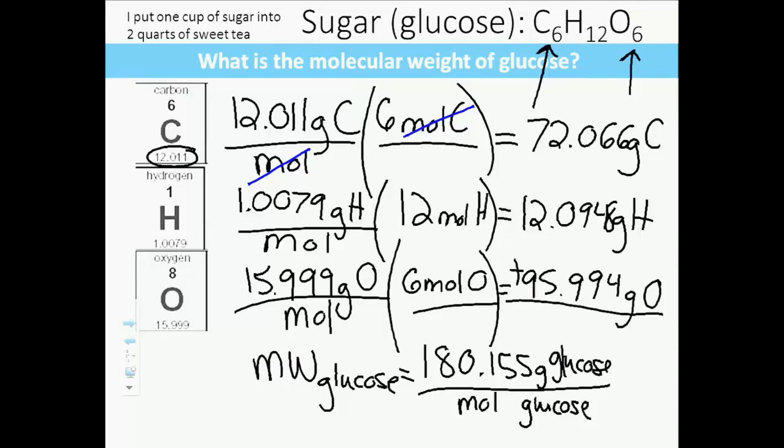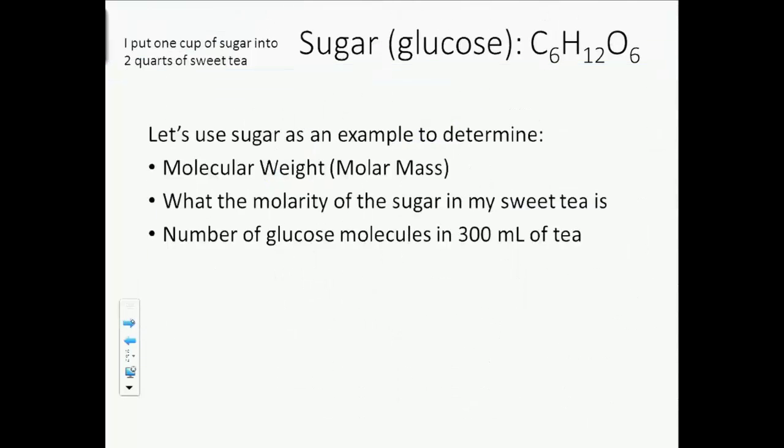Once we have that, we can use it to convert from 1 cup to grams, then from grams to moles, so that way we have moles as our top unit for molarity. So let's use it as an example to determine, since we've already figured out its molecular mass, what the molarity of sugar is in my sweet tea, and the number of glucose molecules in 300 milliliters of tea.